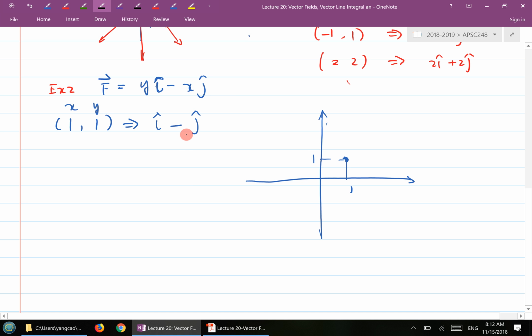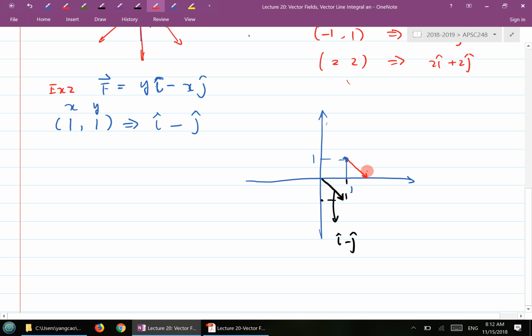So maybe let's plot i hat minus j hat first. i hat minus j hat means x equal to 1, y equal to negative 1. So it actually means you have a vector pointing like this, right? So this vector here is i hat minus j hat. But now we move this vector over to the 1, 1 location. Okay. So we get this vector over here. The vector, more precisely, should touch here. Does that make sense? Okay.